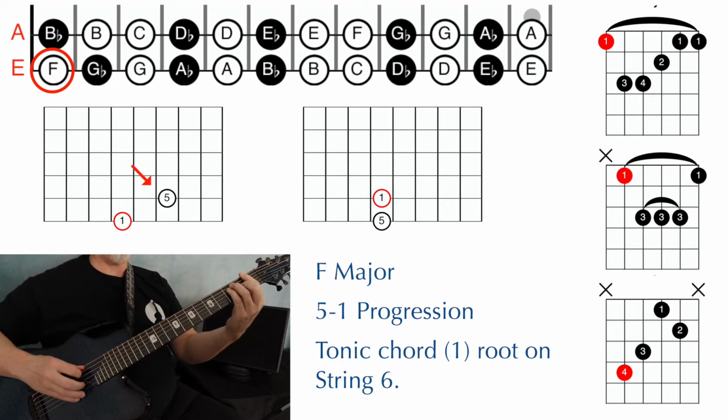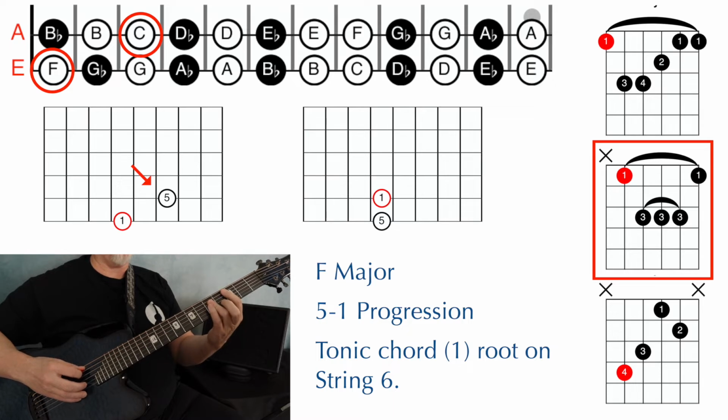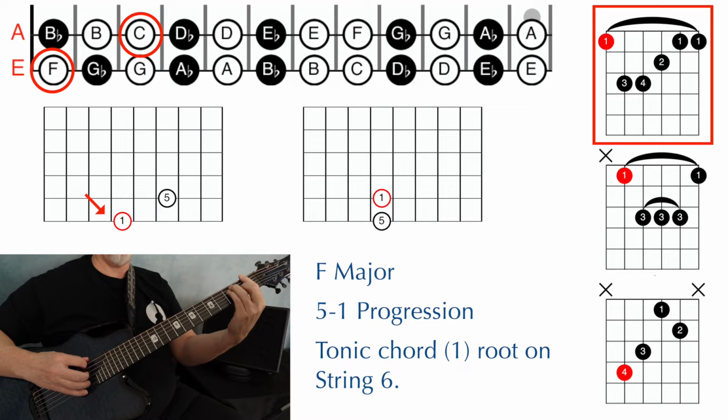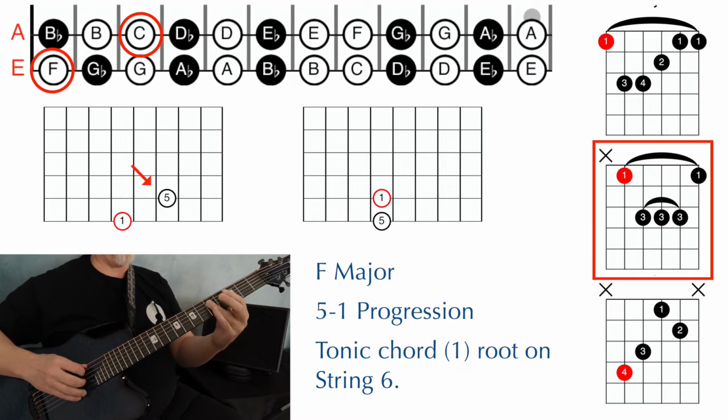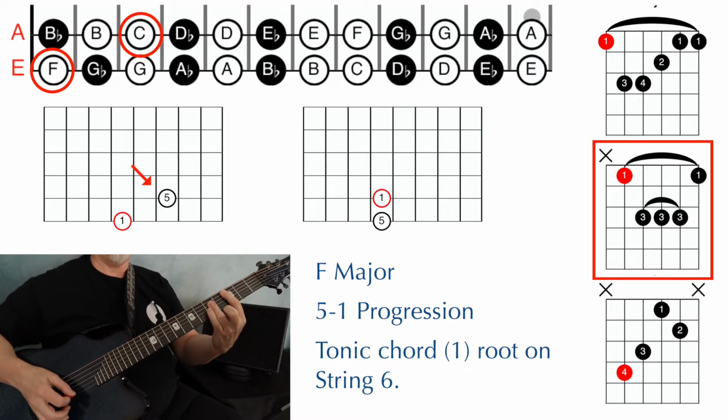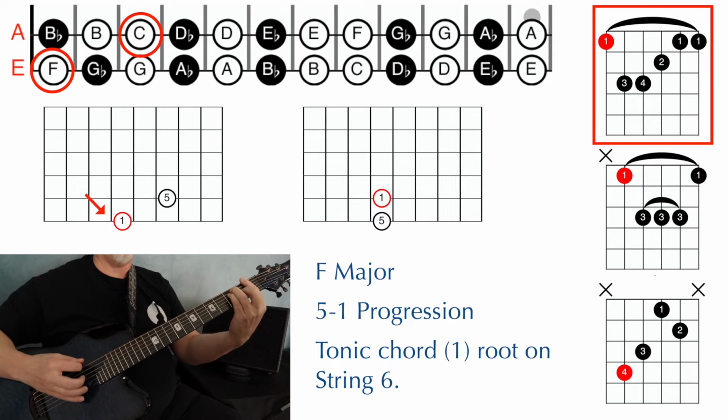The root of the 5 chord is going to be on the 5th string, 2 frets to the right. And then you could play one of those 2 major shapes based on the 5th string. So that would be your 1 chord and your 5 chord. And then 1 again.